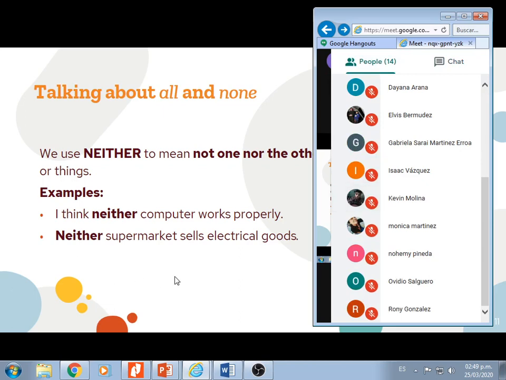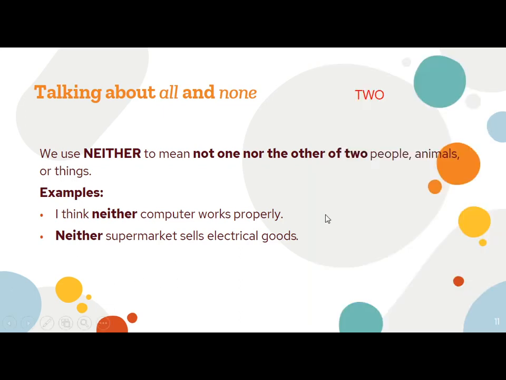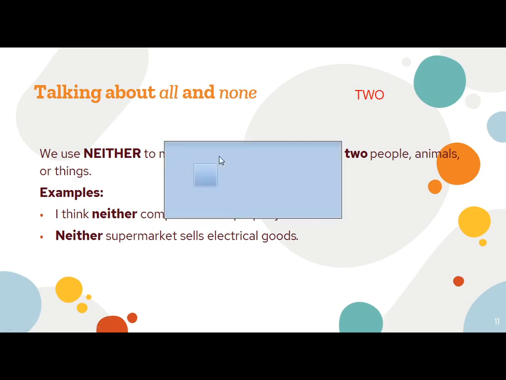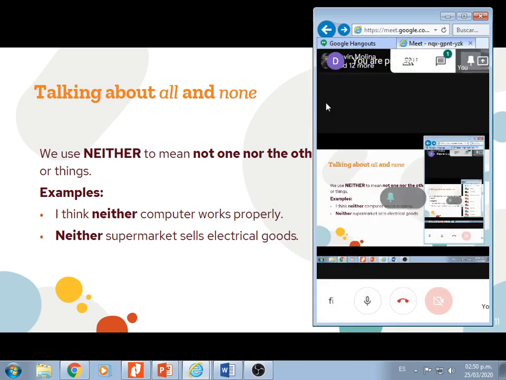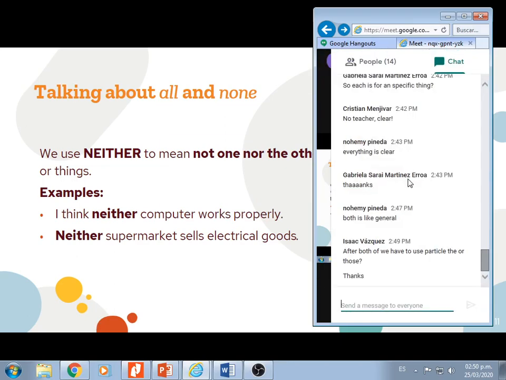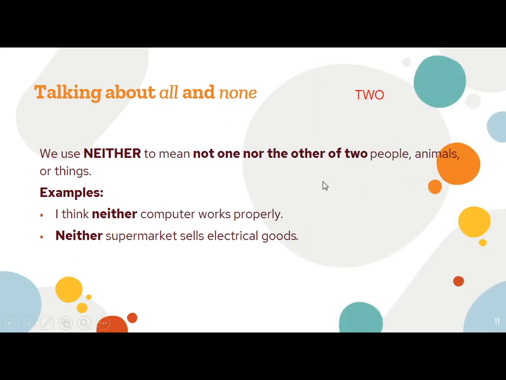Okay, so let's continue. Neither supermarket. And I was telling you guys, why do you have the singular form if you're talking about two things? The thing to take a look at is that it means not one nor the other of two. Let me see, I guess someone is requesting. Oh no, someone asked for both. Okay, so yeah, it has to be in the singular form because you're talking about each thing individually, even though you're talking about both of them.